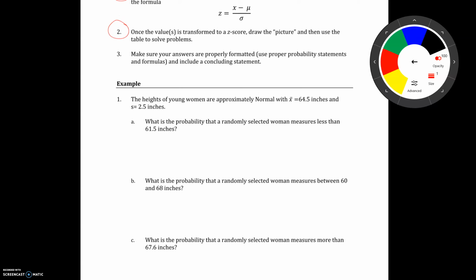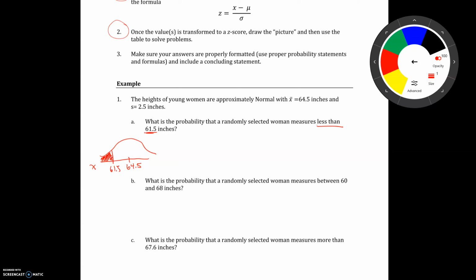The heights of young women are approximately normal with a mean of 64.5 inches and a standard deviation of 2.5 inches. What's the probability that a randomly selected woman measures less than 61.5 inches? So maybe actually I'll start off with drawing the picture. So it's normally distributed. It has a mean of 64.5, and then the value that I'm interested in is 61.5, and I'm interested in what the probability is that we're lower than 61.5.